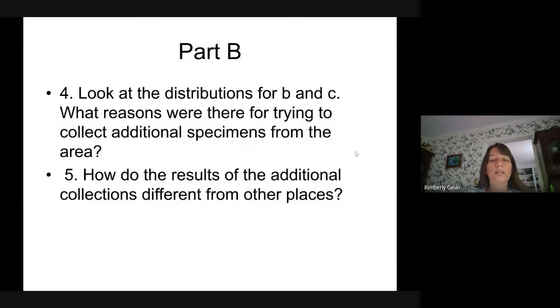Now, let's look again at B and C. When the researchers went out to collect more information, they went down there and collected additional specimens from the area. Why? What reasons were there for trying to collect additional specimens? And how do the results of those additional collections differ from other places?